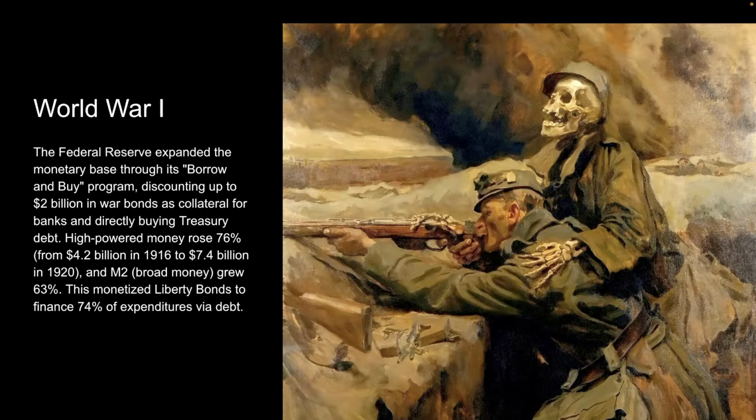And that brings us to World War I. The Federal Reserve expanded the monetary base through its borrowing and buy program, discounting up to $2 billion in war bonds as collateral for banks and directly buying treasury debt. High-powered money rose 76% from 4.2 billion in 1916 to 7.4 billion in 1920. And the M2 money, the broad money supply, grew 63%. This monetized Liberty bonds to finance 74% of expenditures via debt.